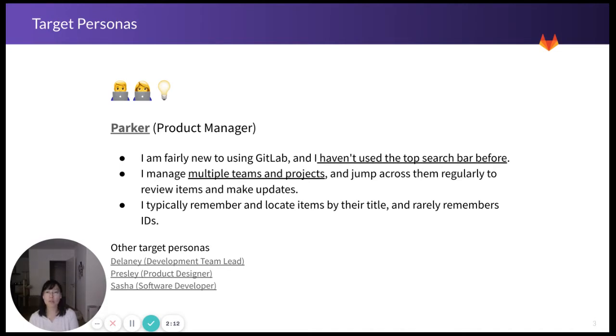And Parker is fairly new to GitLab and hasn't used the top global search bar before, but they manage multiple teams and projects, and they need to jump across different issues or MRs and make some modification inside the issue details, for example. And Parker tends to remember the issue title or who created those things, but rarely remembers its ID, meaning the URL at the end of the issue slash and numbers or MR slash those numbers.